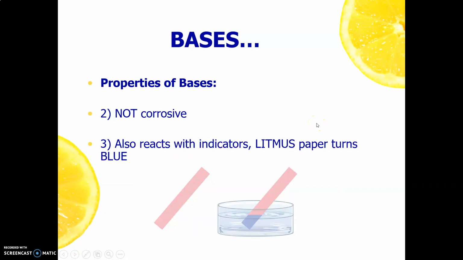Second thing, when we talked about acids, we said that we have to be careful when using chemical substances in general, especially acids and bases. Acids are corrosive, meaning they can burn your skin, or also they can eat metal. Bases are actually not as corrosive as acids. They are corrosive, but not like acids. But yes, they can burn your skin too.